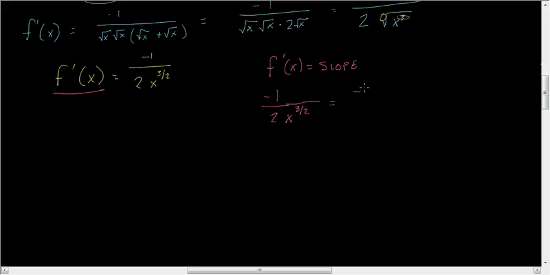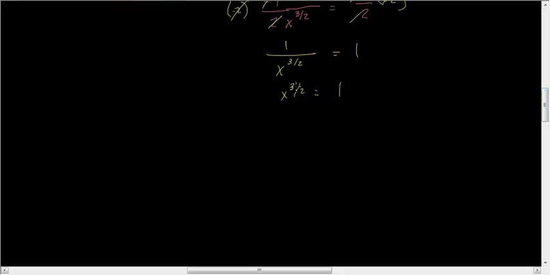Now, if I multiply both sides by -2, then the negatives cancel, and the 2's cancel on that side. The negative cancels here, and the 2's cancel, and so I get 1 over x to the 3/2 is equal to 1. That means that x to the 3/2 is equal to 1. Okay, and so I have to multiply, I want a 1 here. I really want x to the first. And so I got x to the 3/2.